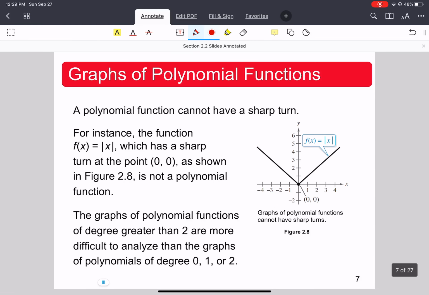Another thing we need to know is that a polynomial function cannot have a sharp turn. As you may remember, this is the graph of the absolute value function, and as you can see, it has a sharp turn at (0, 0). That's why this is not a polynomial. Polynomial functions generally don't have sharp turns.